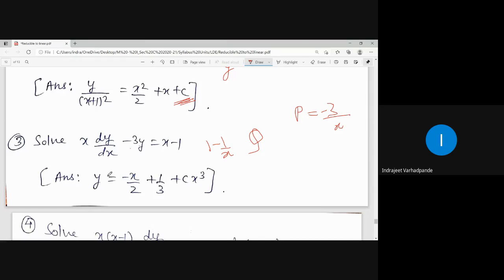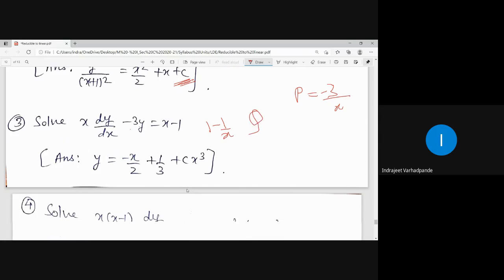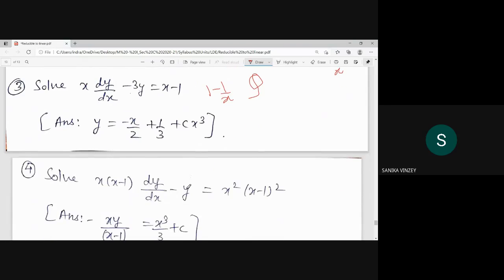So the answer will be y is equal to minus x by 2 plus 1 by 3 plus c x cube. Right? y is equal to minus x by 2 plus 1 by 3 plus c x cube. Finished up to this? Note down the other.